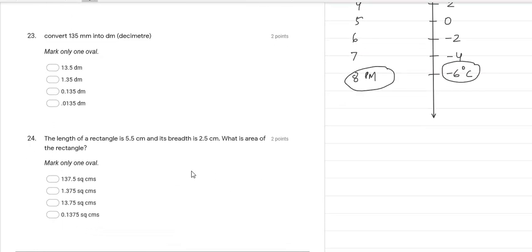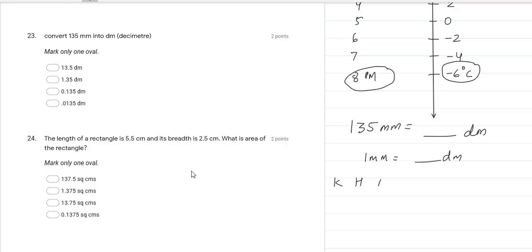Now question 23 is asking 135 mm into decimeter. Again, same question. Before converting this, we need to understand the formula of 1 mm in decimeter. Again, write the same thing. This time we have the length formula. So, King Henry died, mother did not cry much. This time we will take it as meter only because it is for length.